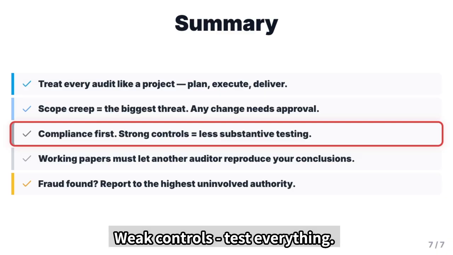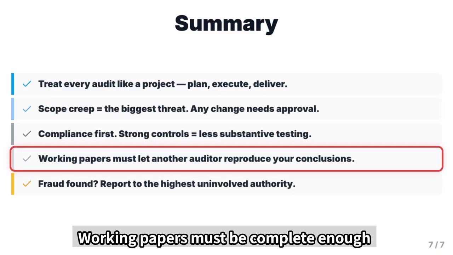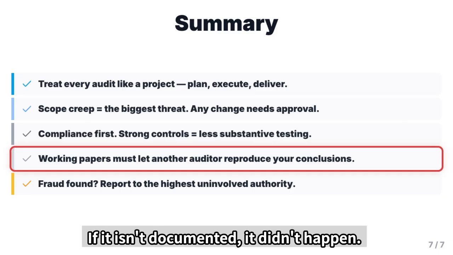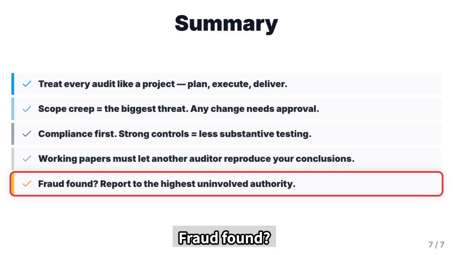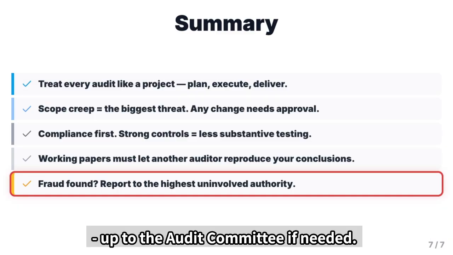Weak controls, test everything. Working papers must be complete enough for another auditor to reproduce your conclusions. If it isn't documented, it didn't happen. Fraud found? Investigate first, then report to the highest uninvolved authority, up to the audit committee if needed.